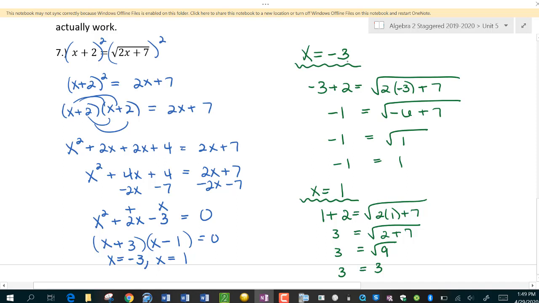So for x equals negative 3, you'll notice that I end up with negative 1 equals the square root of 1. Well, the square root of 1 is 1. But does negative 1 equal 1? No, this is not true. So I would actually cross out negative 3, and then I'm going to check x equals 1. So when I substitute that in down here, I end up with 3 equals the square root of 9, which is actually 3. Because this is a true statement, I know that my actual solution is x equals 1.